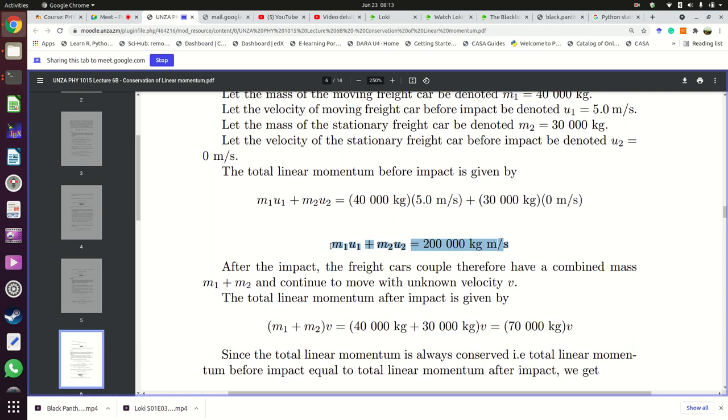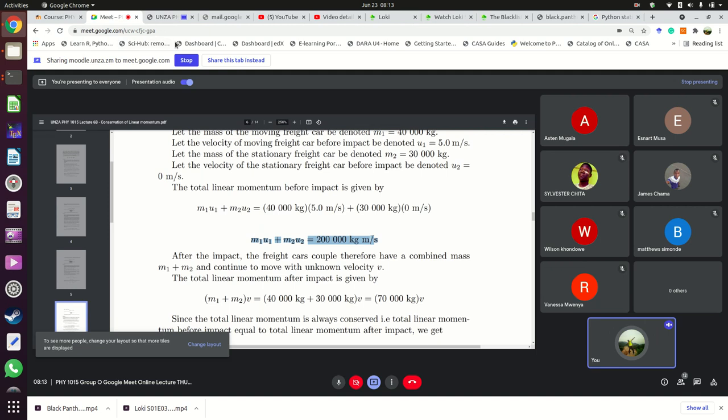Okay. Are we clear? You always have to find out what is the total amount of motion if there's going to be a collision. Okay. Are we clear?